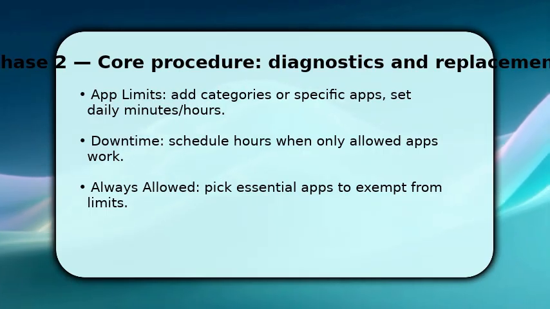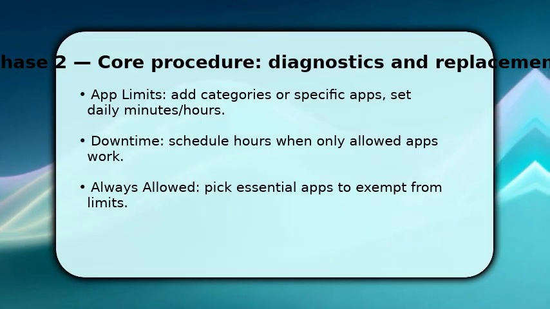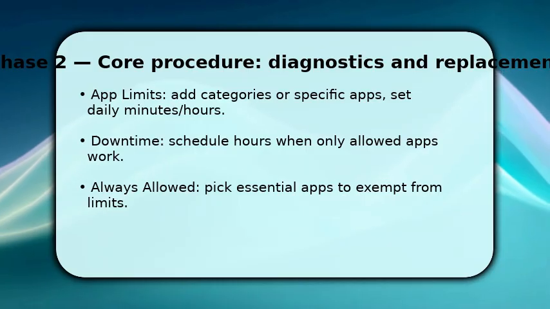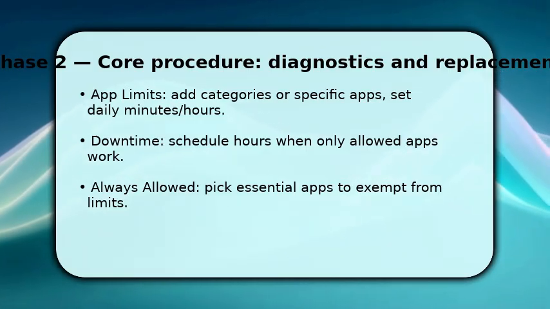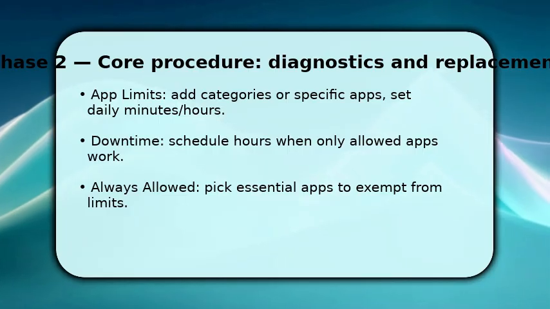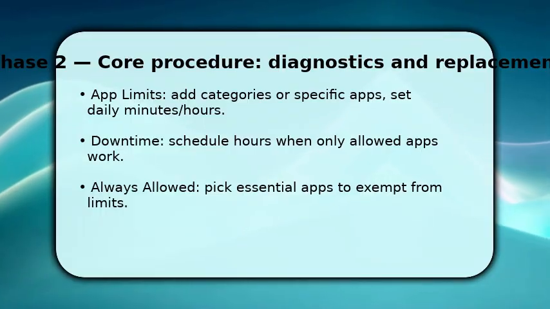Go to App Limits and add limit. Choose categories or individual apps, then set hours or minutes per day. Next, configure downtime. Pick start and end times when only calls and allowed apps work, so evenings and sleep stay device-free. Then tap Always Allowed and select exceptions like phone or maps. This ensures vital functions stay available.